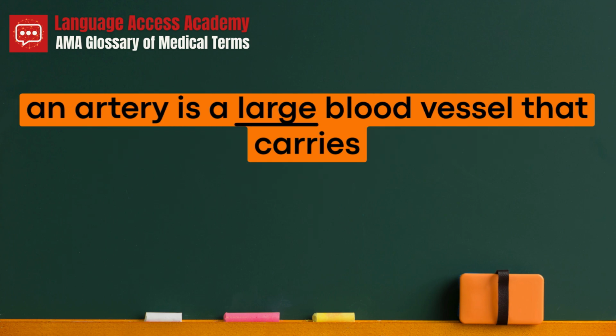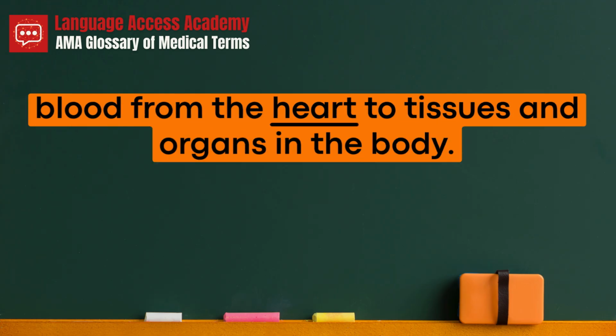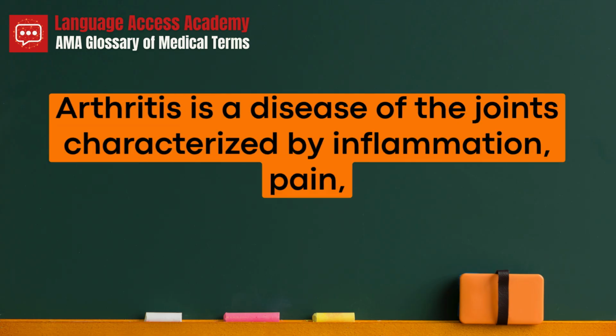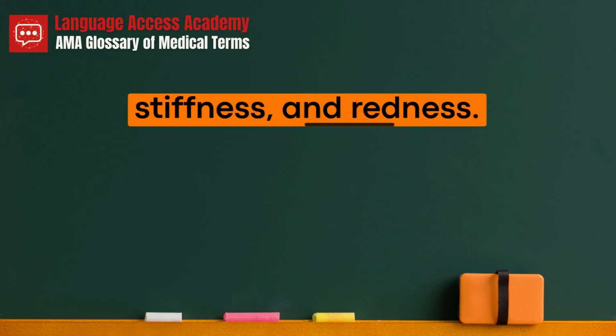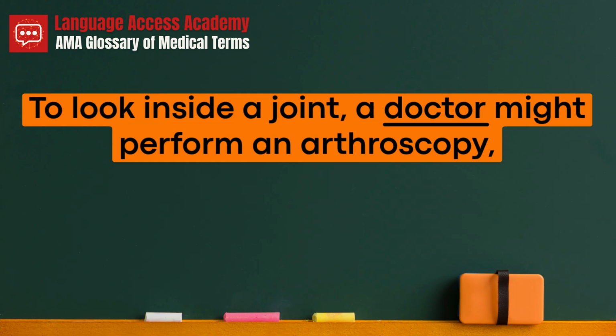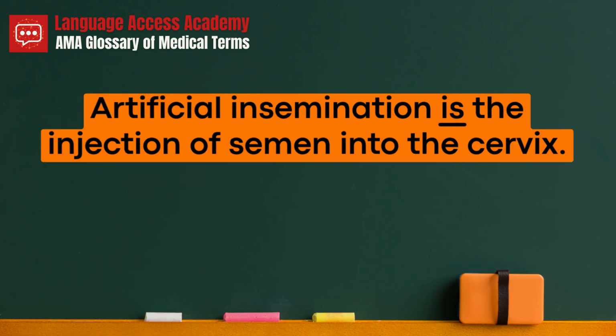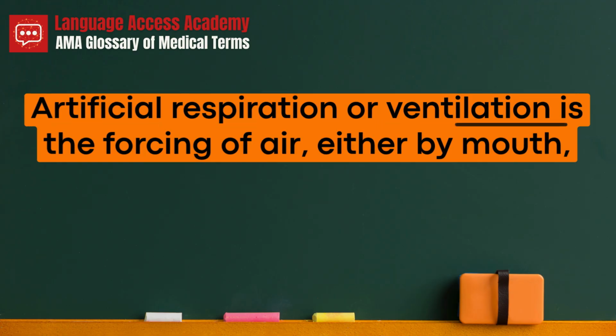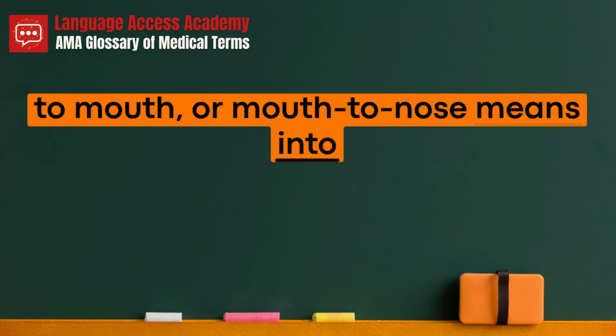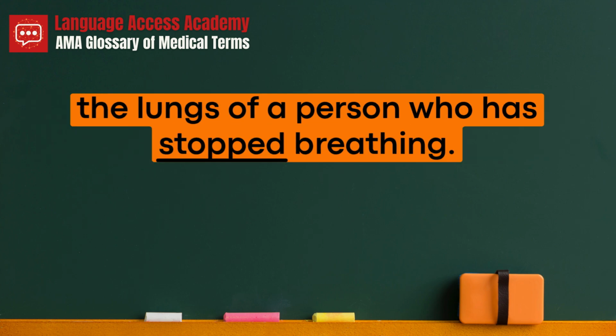An artery is a large blood vessel that carries blood from the heart to tissues and organs in the body. Arthritis is a disease of the joints characterized by inflammation, pain, stiffness, and redness. To look inside a joint, a doctor might perform an arthroscopy, a procedure using a viewing tube called an endoscope. Artificial insemination is the injection of semen into the cervix. Artificial respiration or ventilation is the forcing of air, either by mouth-to-mouth or mouth-to-nose means, into the lungs of a person who has stopped breathing.